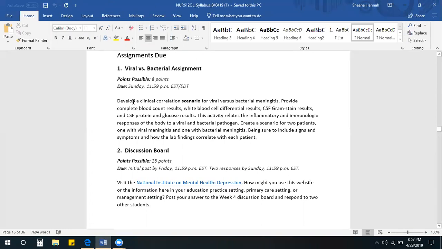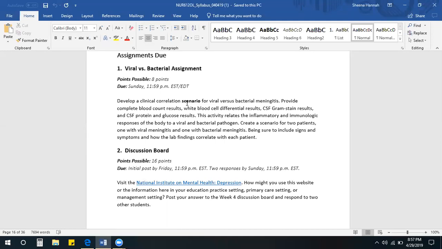First of all, the assignment's worth 8 points. It's due Sunday by midnight. You are to develop a clinical correlation scenario for both viral and bacterial meningitis. What this means is you are to develop a scenario for a patient who has viral meningitis and one who has bacterial. Just like you're giving a report to someone, you've got a 19-year-old female that has symptoms A, B, and C, and so on.